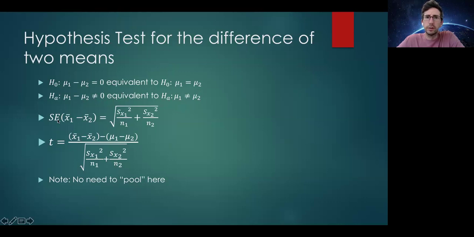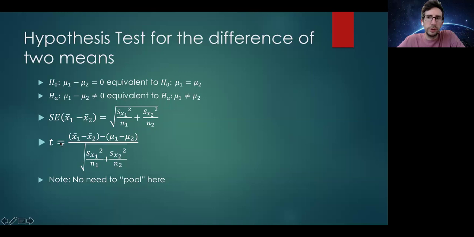So, a reminder, we saw this in the confidence interval video: the standard error of the difference between x bar 1 and x bar 2 is equal to the variance from the first sample divided by the sample size of sample 1. And then you just add the variance from the second sample and divide that by the sample size from our second sample. And you take the square root of that whole thing.